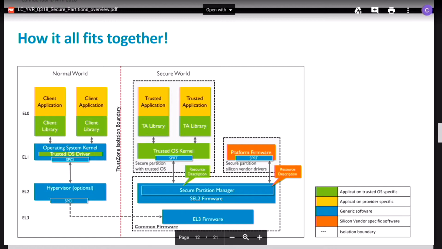The TrustedOS secure partition and the other secure partition can talk to the secure partition manager using SPRT, right? And the secure partition manager relies on the resource description to be able to enforce the isolation properties. So what this enables is that the amount of vendor-specific code that was required earlier in secure firmware gets minimized, and we are able to push it into a separate partition of its own.